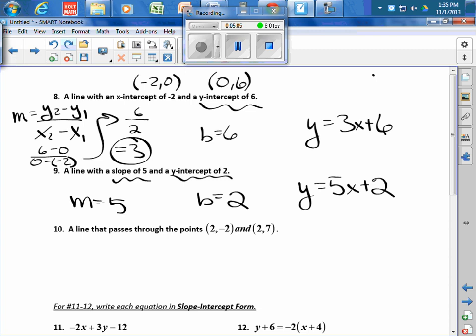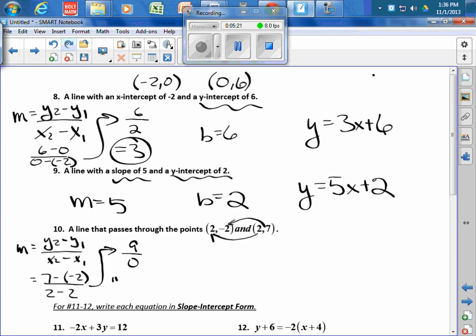And number 10, a line that passes through the points 2, negative 2, and 2, 7. Well, we have to find the slope, right? 7 minus negative 2, right? Over 2 minus 2. 9 over, oh, wait a minute, 9 over 0. What does that mean? Well, it means there's no slope. Well, think about this.